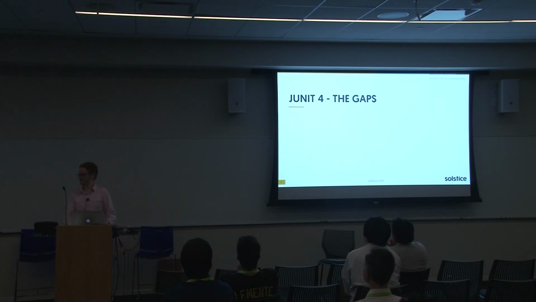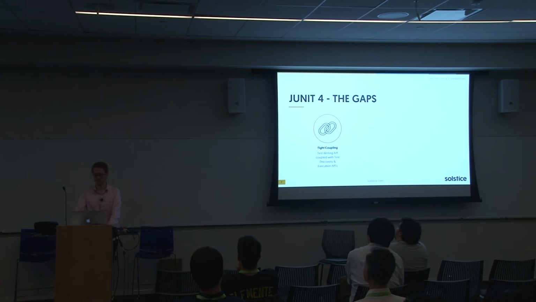So even though a majority of us here have used JUnit 4 in some sense, that's not to say that there aren't problems with JUnit 4. And I'd like to review some of those major issues right now. One is tight coupling. One of the major reasons that the JUnit team decided to rewrite JUnit 5 from the ground up is that the existing system tightly couples the test writing API with the test discovery and execution APIs.